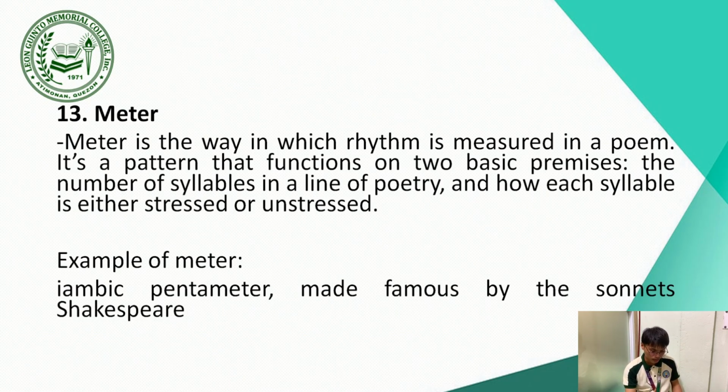Okay, the next word is meter. Meter is the way in which rhythm is measured in a poem. It's a pattern that functions on two basic premises: the number of syllables in a line of poetry, and how each syllable is either stressed, given emphasis, such as the first syllable of "nature," or unstressed. One example of it is the iambic pentameter, made famous by Shakespeare's sonnets.